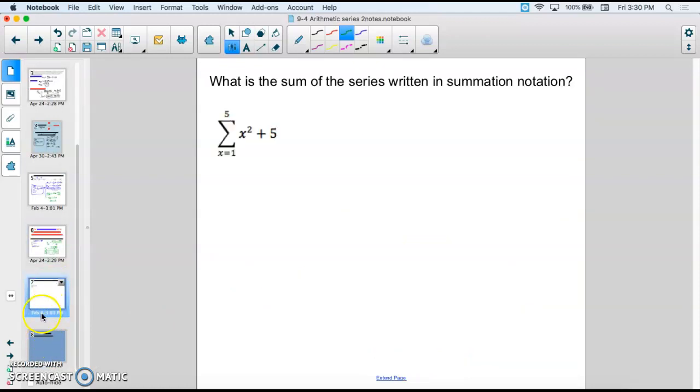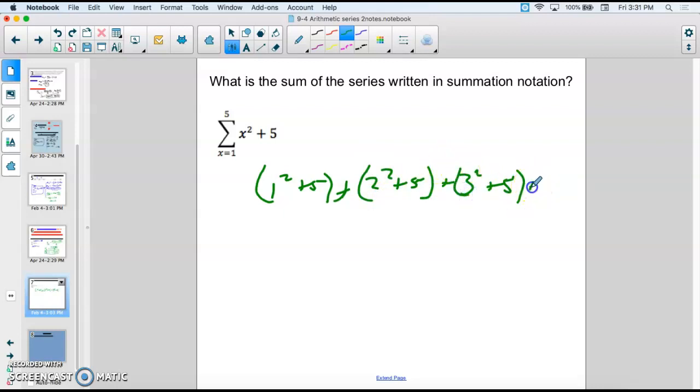Okay, our last one here. I'll try to do it real quick. Oh no, it's not linear because we have an x squared. Well, in this case, we literally have to just do it all. So we have to start at 1. So 1 squared plus 5, plus 2 squared plus 5, plus 3 squared plus 5. See where I'm going with this? Plus 4 squared plus 5, and then lastly, we're ending at 5, so plus 5 squared plus 5.